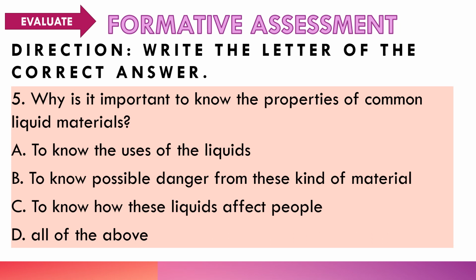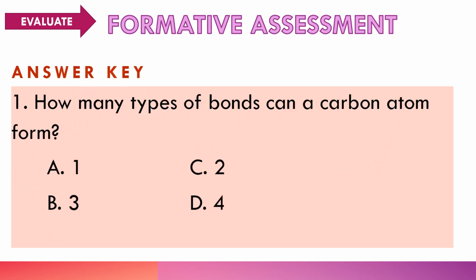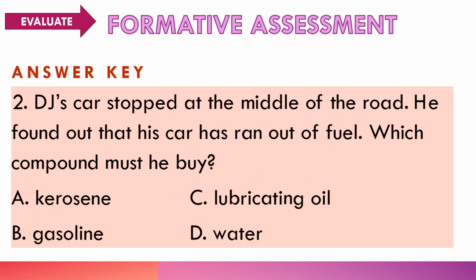Now let's reveal the answer. How many types of bonds can a carbon atom form? The correct answer is letter D, 4. Second question. Richie's car stopped at the middle of the road. He found out that his car has run out of fuel. Which compound must he buy? So when you run out of fuel, you will buy B, gasoline.